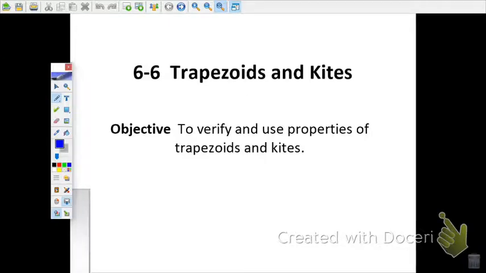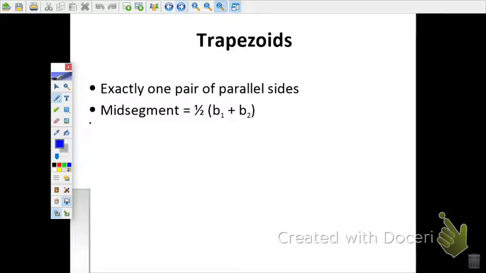Today we're going to finish up chapter 6, looking at trapezoids and kites, using their properties to be able to work through some problems. So to start out, we have our properties for trapezoids. You see we just have two properties.